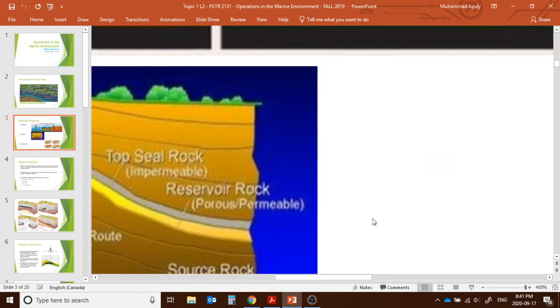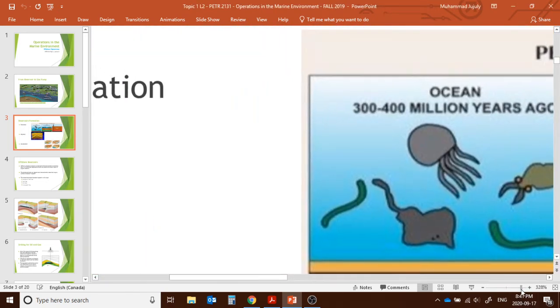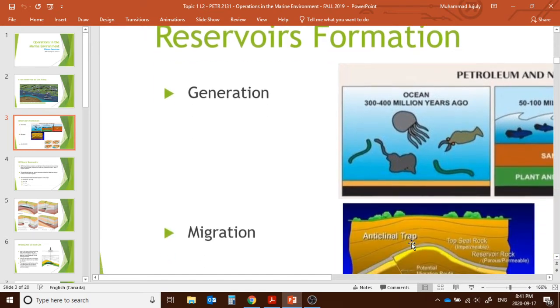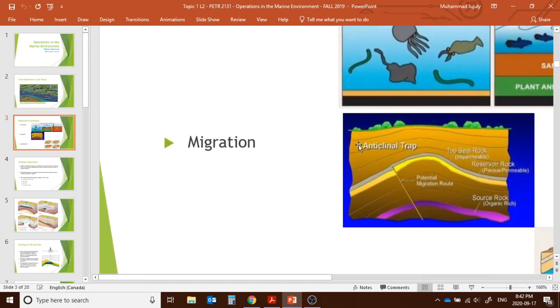See this picture. As you can see here, the oil and gas want to migrate and go up. But during the process of migration, lots of oil and gas has already migrated to the earth's surface, and then it has been oxidized by the oxygen and depleted away.